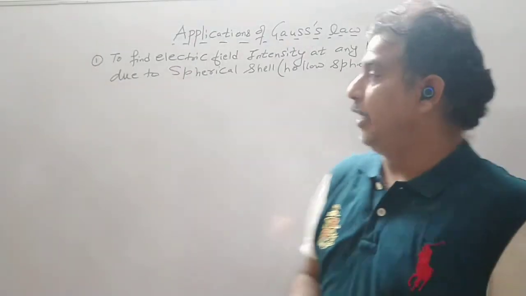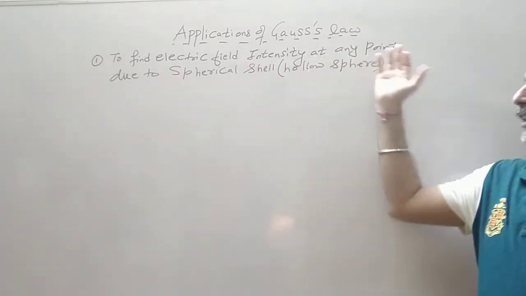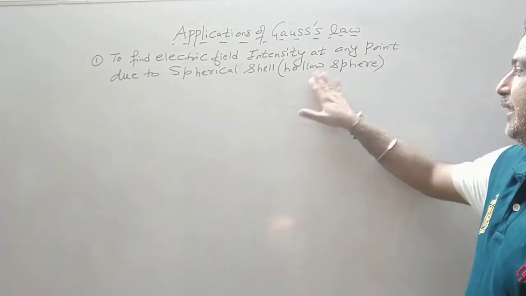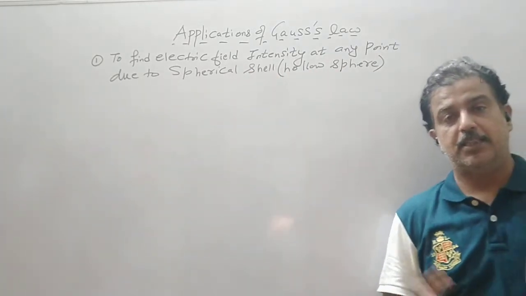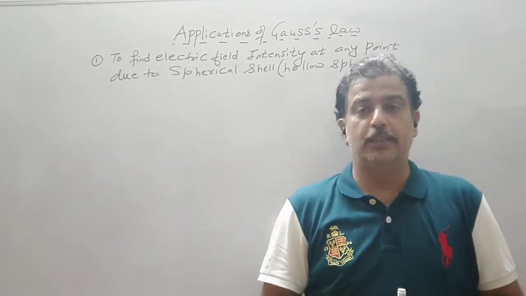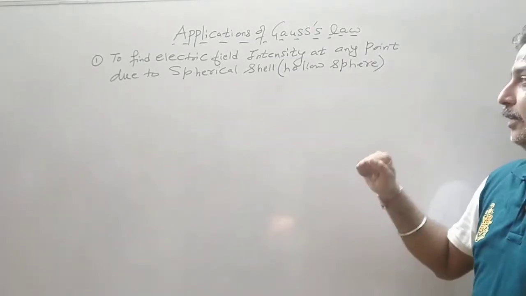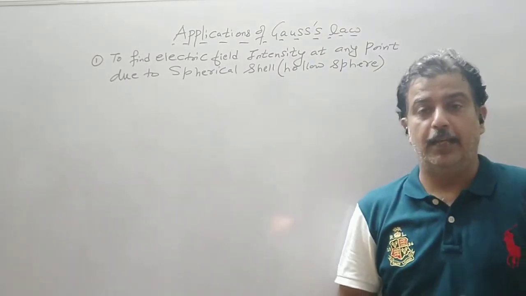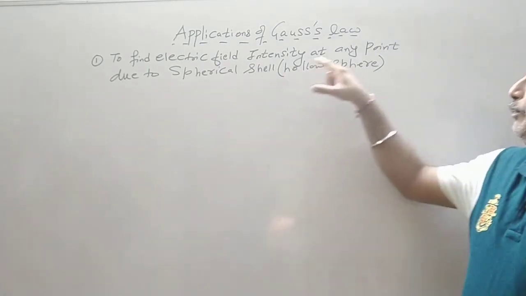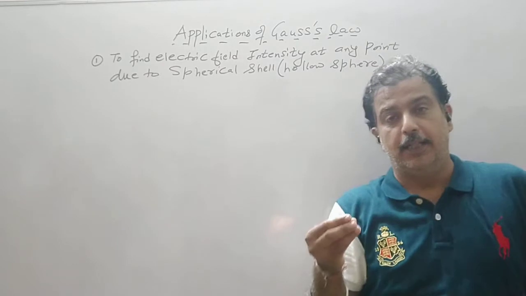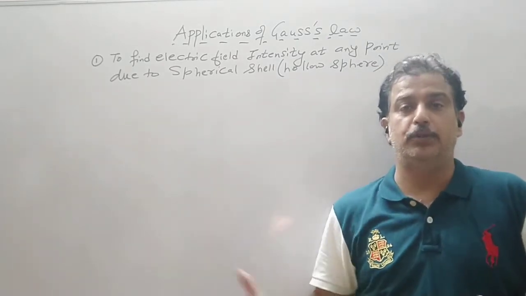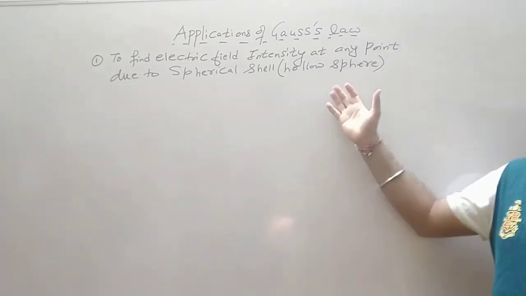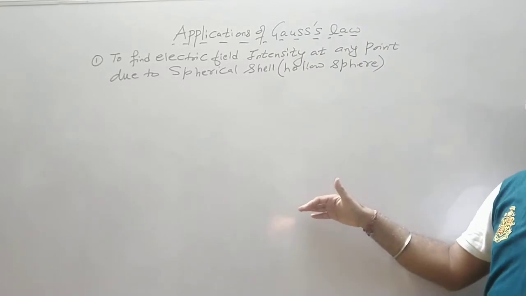So first we will find out the electric field intensity at any point where our source is a spherical shell, which is similar to a hollow sphere. The charges are uniformly distributed over the surface of the hollow sphere. Now when we have the source as a hollow sphere or a spherical shell, we have 3 situations. This point P can be located inside the hollow sphere, or outside the hollow sphere, or on the surface of the sphere. So we have 3 sub cases related to this.